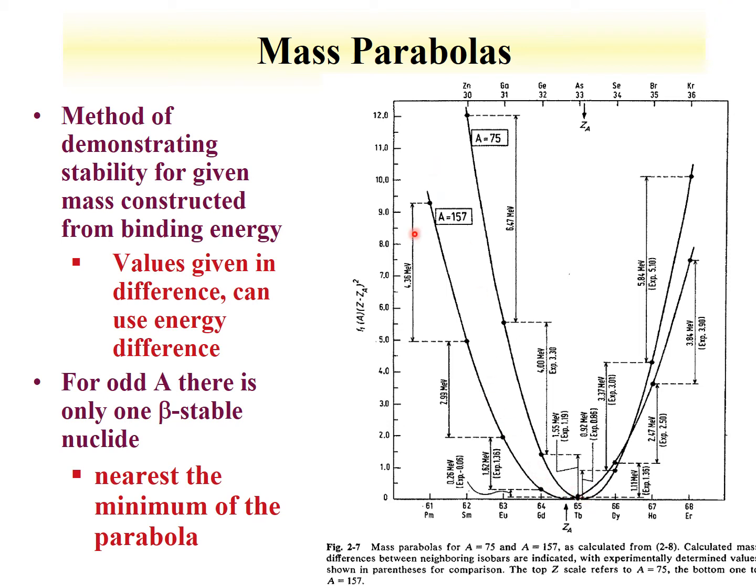If we go to the 175, we're looking at the lanthanides, we see a similar trend. So what this shows is it's a way of plotting the energy from one isotope to another, and it also clearly identifies those stable isotopes. Those are at the bottom of the mass parabola. And for odd A isotopes, there's only one beta stable. And for even A isotopes, sometimes there'll be multiple beta stable isotopes.